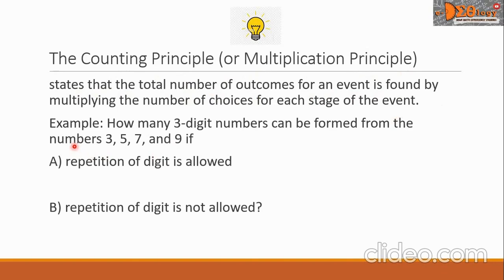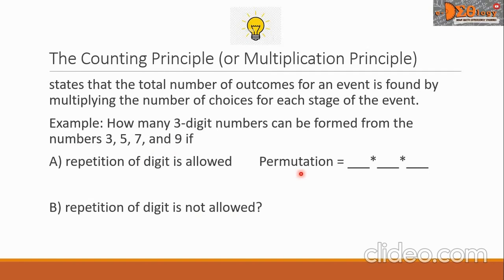Let's have an example. How many 3-digit numbers can be formed from the numbers 3, 5, 7, and 9 if, letter A, repetition of digit is allowed. Letter B, repetition of digit is not allowed. Let us solve for problem A.